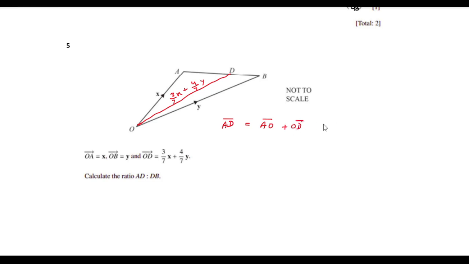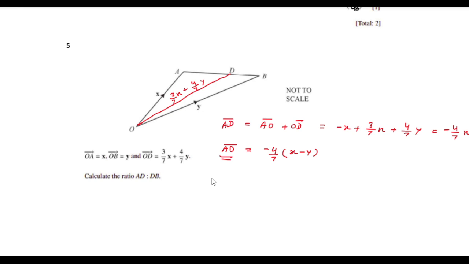Now I know the value of AO, it is going to be minus x, plus 3 divided by 7 times x plus 4 divided by 7 times y, and I will get minus 4 divided by 7 times x plus 4 divided by 7 times y. So simply this AD bar, I will take this minus 4 upon 7 out as a common factor. So here it is x minus y. Now this is your AD bar.